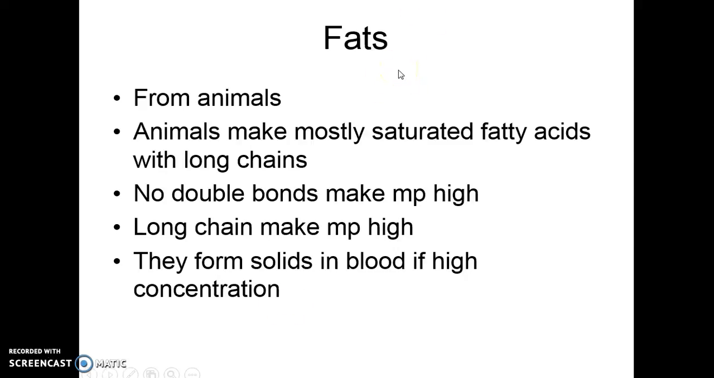Fats come from animals. Animals make mostly saturated fatty acids that have long chains, and so they tend to be solids. The double bonds are missing, so we have a high melting point. And the problem with solid fats is in your bloodstream, they can form solids where you have high pressure around your heart and up in your carotid arteries, which cause blockages that we know as strokes or heart attacks.